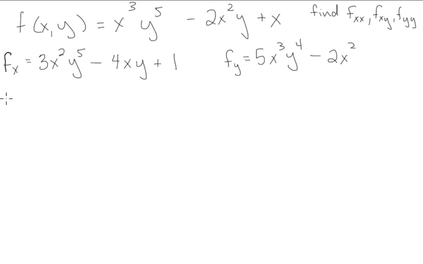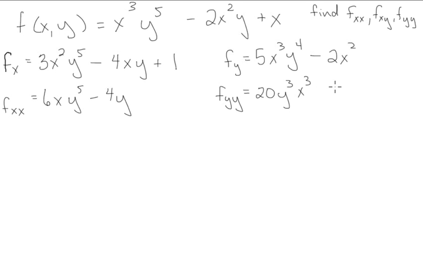To take the second derivatives, I take the derivative with respect to x of the derivative with respect to x. So I'm starting with this first derivative. I'm taking its derivative with respect to x. I get 6x y to the 5th minus 4y plus 0. If I take the second derivative with respect to y, I bring the 4 down. I get 20y cubed x cubed, and there's no y in this second term, so I'm done.